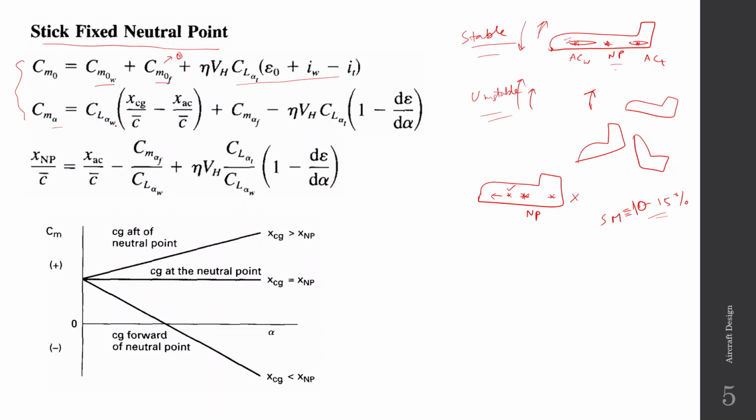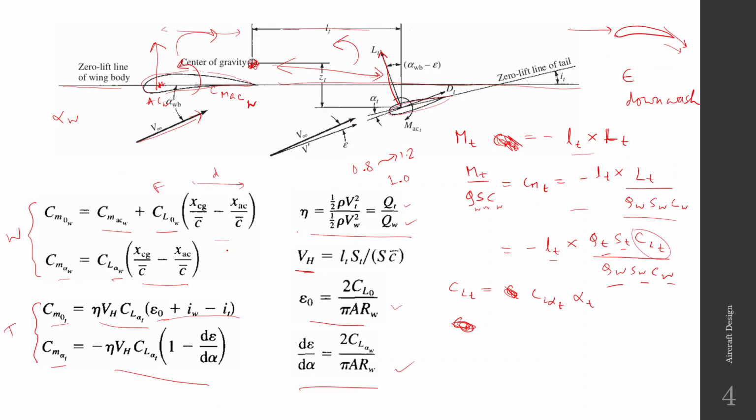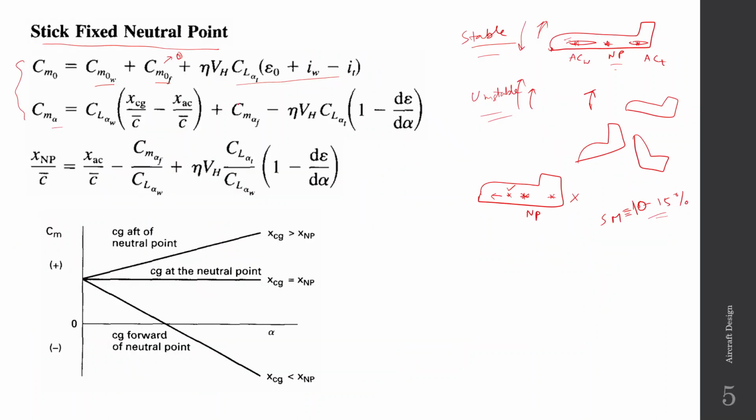Then we have the CM alpha, and here also we sum up the wing contribution and the tail contribution. So this is the wing contribution and this is the tail contribution, and we sum up both the quantities. And again, this is the fuselage effect, and here we'll ignore the fuselage effect, so this is 0.